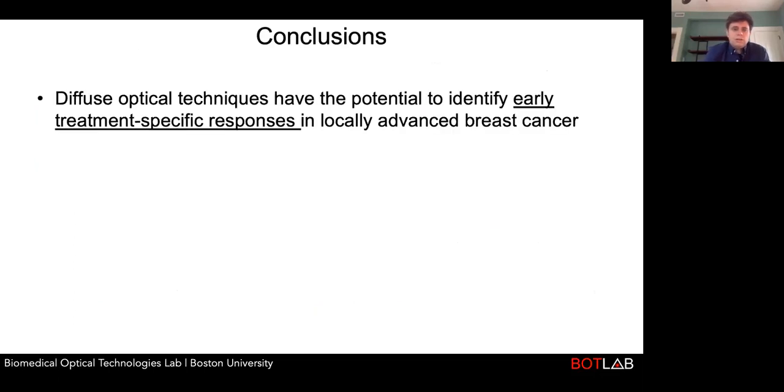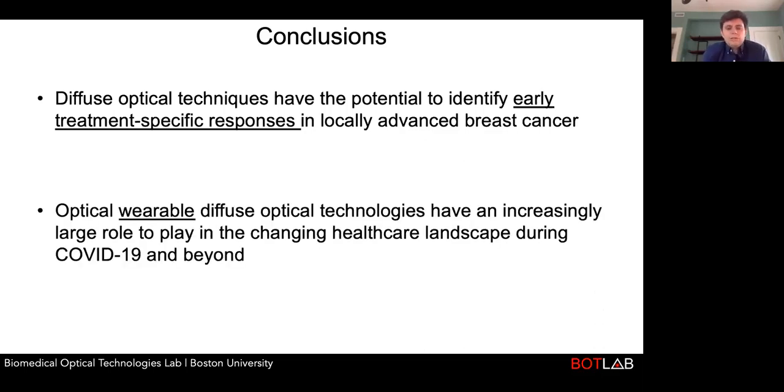So to conclude, in the first part of the talk, hopefully I communicated that diffuse optical techniques have the potential to identify early treatment-specific responses in breast cancer. And that newer optical wearable diffuse optical technologies hopefully have an increasingly large role to play during this changing healthcare landscape. And if we can make devices portable that can move with the patient, we have opportunities for tracking treatment, not only in the clinic, but also wherever the patient happens to be, including at their home. And then increasingly in a remote world, at least for now, which is sad, this could still be quite useful to many patients, we're hoping.